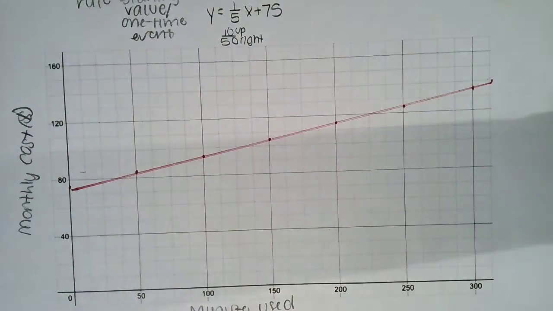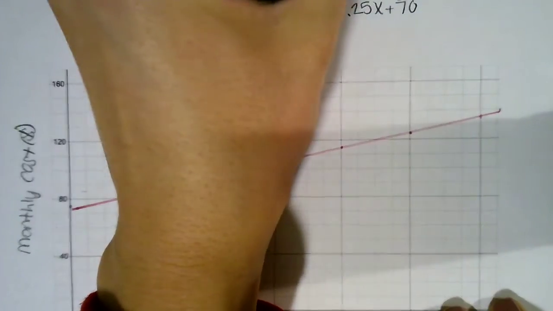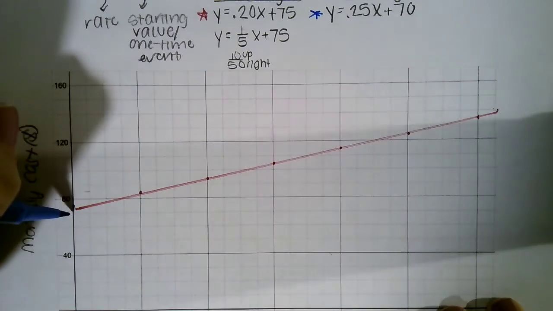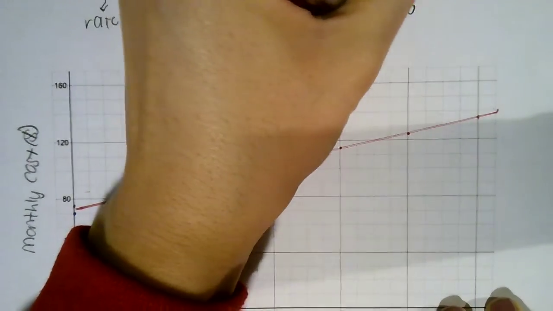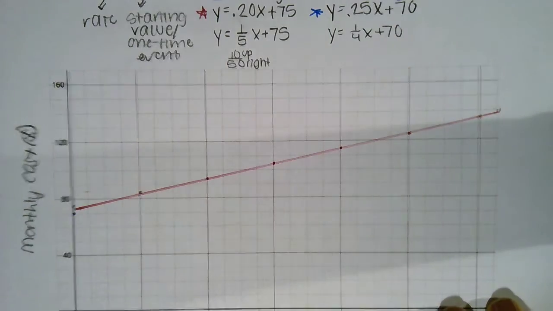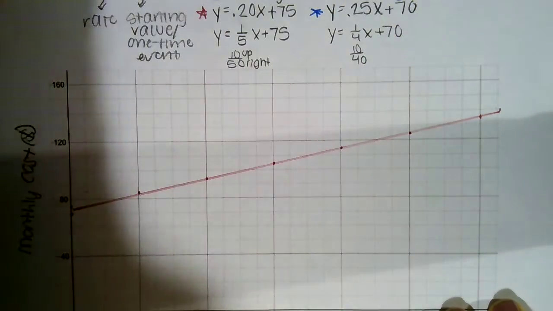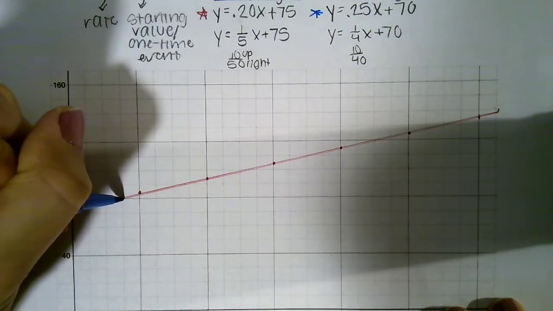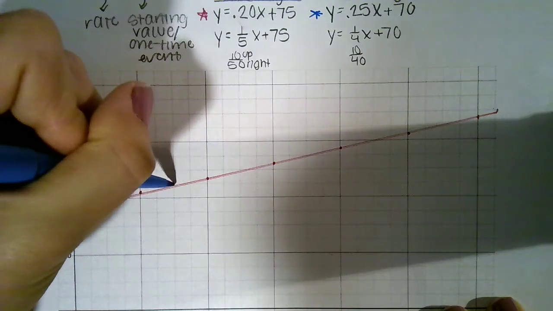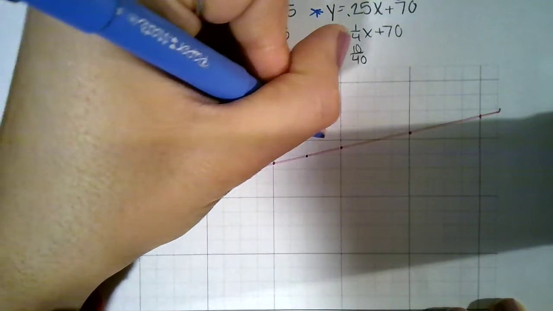Okay, so that's for company A. And then for company B, we'll do this in blue. So we start at 70 for this one. And this time I'm going to write this as 1/4 x plus 70. And this would be the same as 10 over 40. So 10 up, 40 to the right, and keep on going.